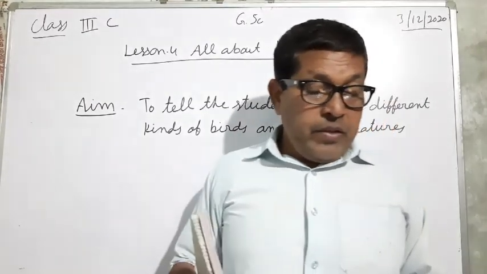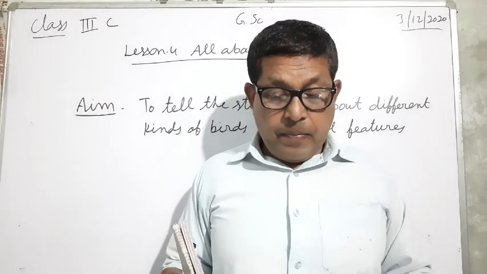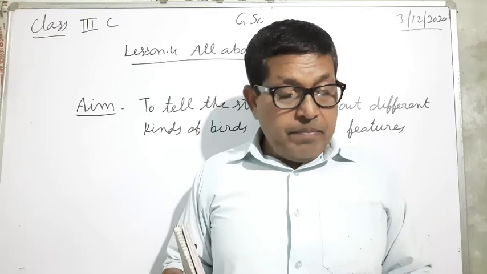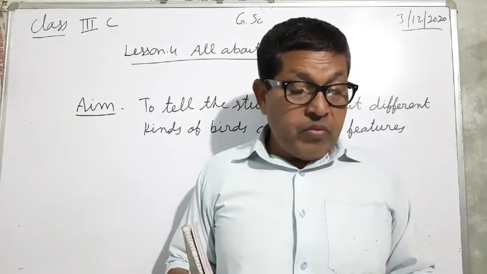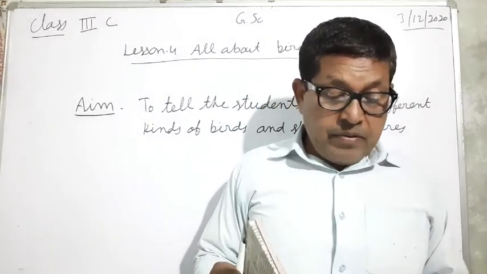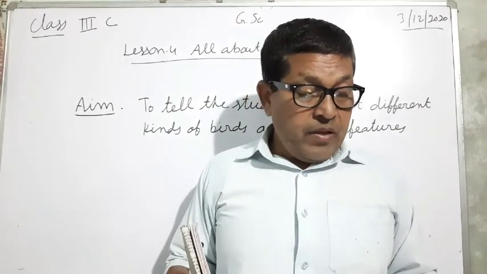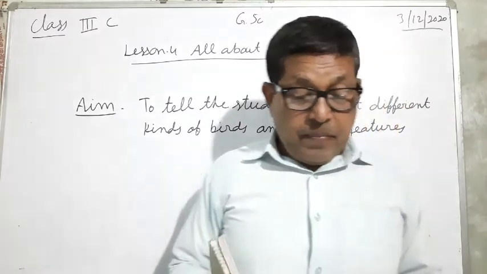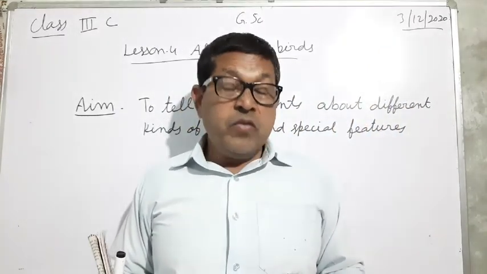Some birds spend most of their time in water. Water birds have webbed toes to help them swim in water. Common water birds are ducks, gulls, pelicans, and cranes. These are the aquatic birds. These are found in the water.